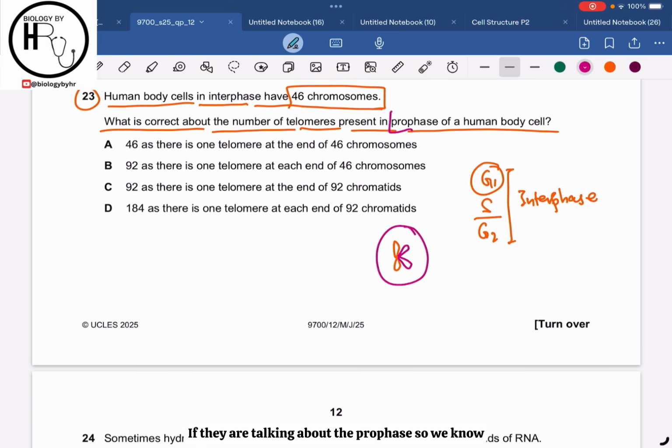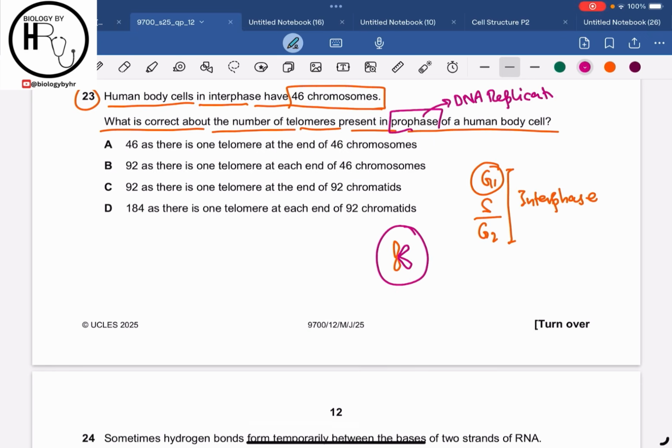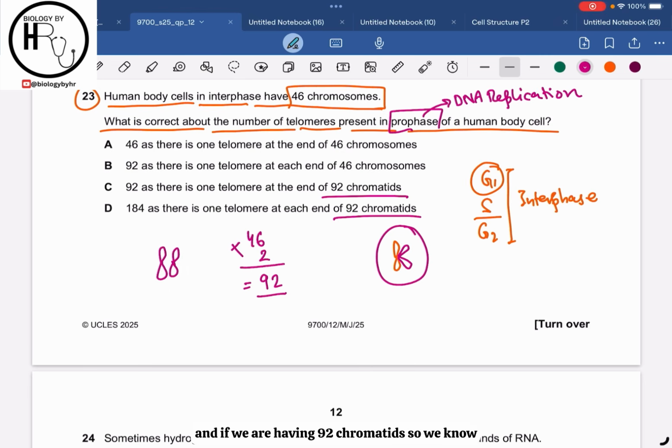If they are talking about the prophase, we know that in the prophase the DNA replication would have occurred, right? And each chromosome will have one more sister chromatid, which means that it will have two chromatids. So if there are 46 chromosomes and each chromosome has two sister chromatids, then the total number of chromatids we will have is 92. And if we have 92 chromatids, we know that each chromatid has two telomeres, right? It has two telomeres.